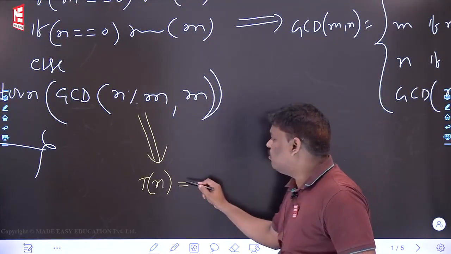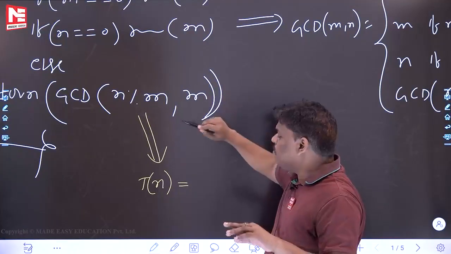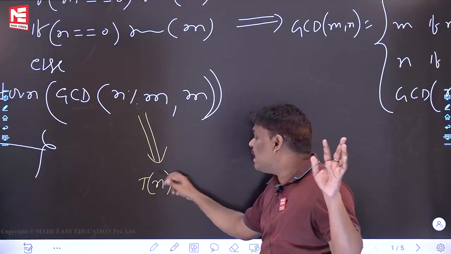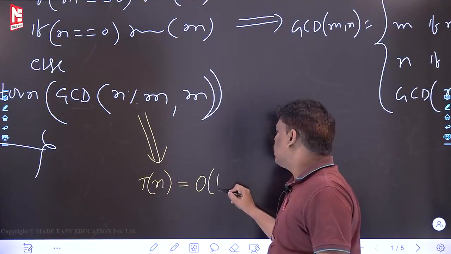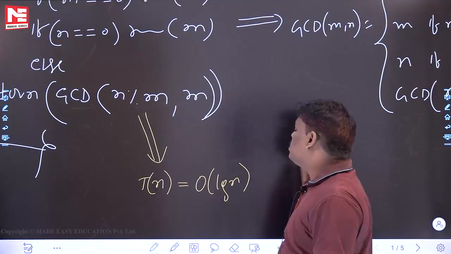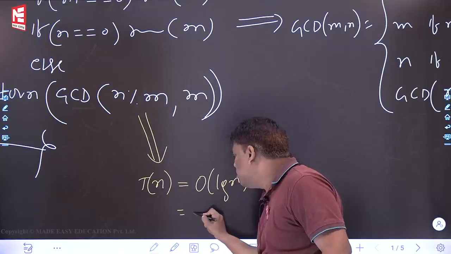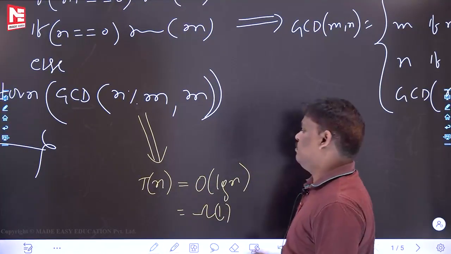Can you help me with one small line now? What is the maximum value of Tn? The maximum of Tn will go to log n. Right? Maximum is log n. Next, what is the minimum of Tn? Minimum is 1.